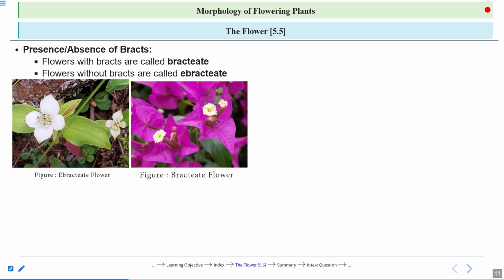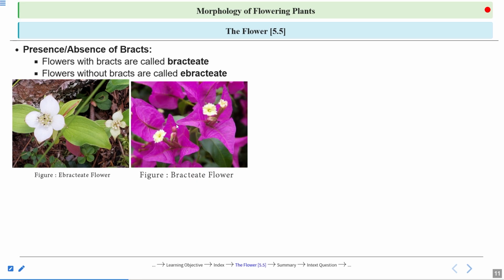So if they have bracts, then the flower can be called a bracteate flower. So what is a bract? First of all, a bract is a modified leaf structure. Very important. It is a modified leaf structure found below a flower or inflorescence. This is not a flower. The flower is the yellow part that you see. This is the flower. What is this? This is the lower leaf structure.